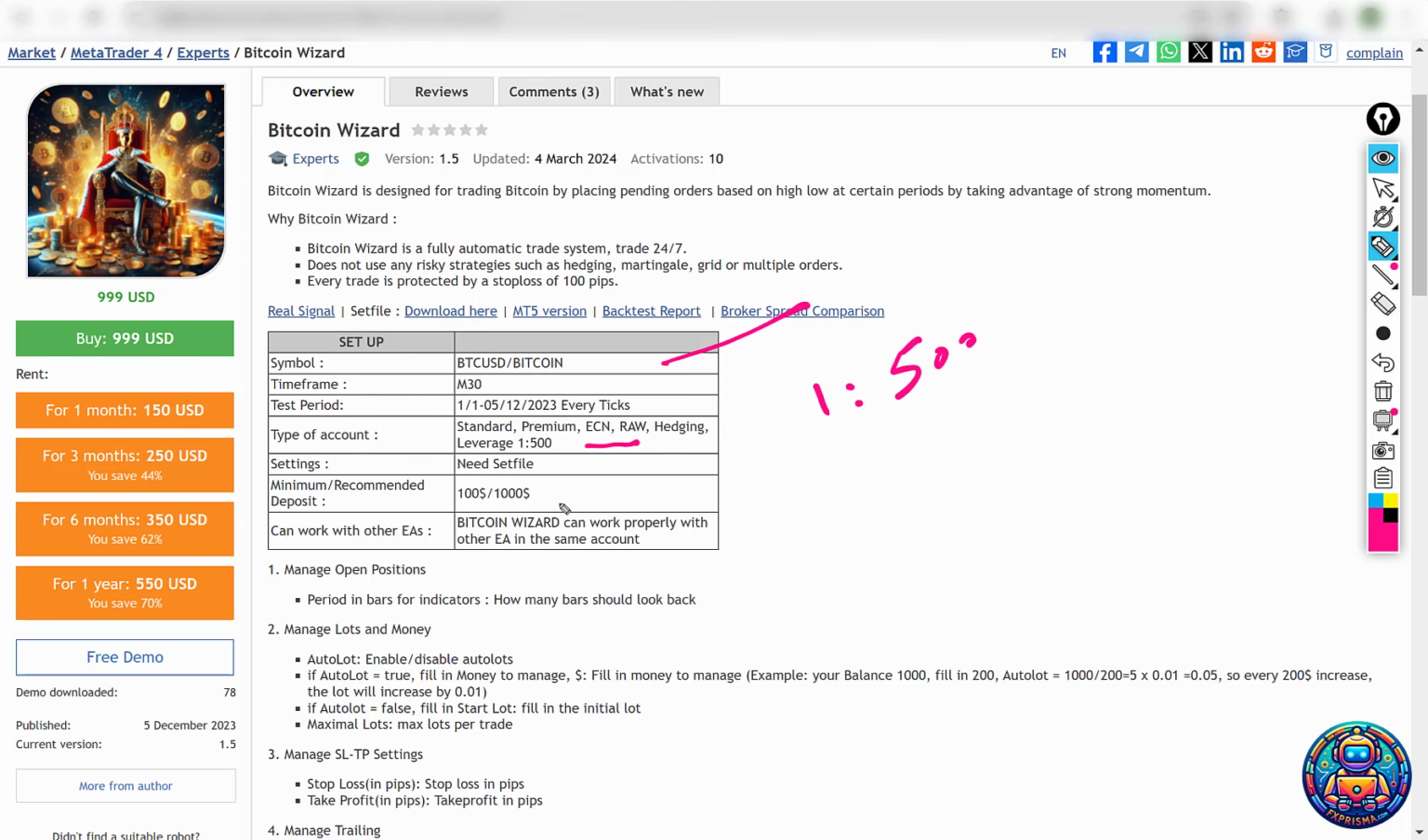And for deposit you can choose 100. I would say my recommendation would be at least 500 as a minimum. This robot can work alongside other Forex robots, but I would say if you're going to use it, just use this without any other robot. You can see the price is 999. I think it is a bit expensive, but at the end of the day it is worth it without a doubt, and I think he deserves every penny.